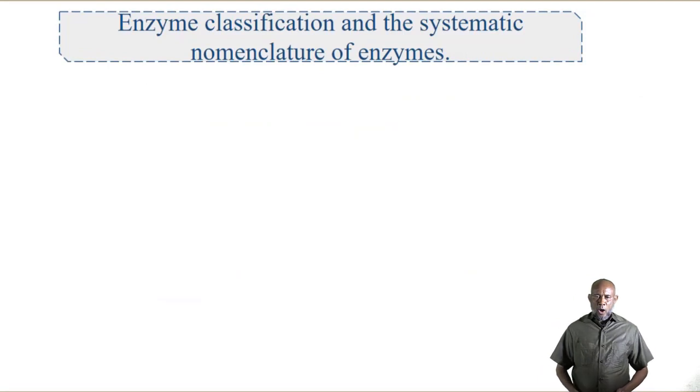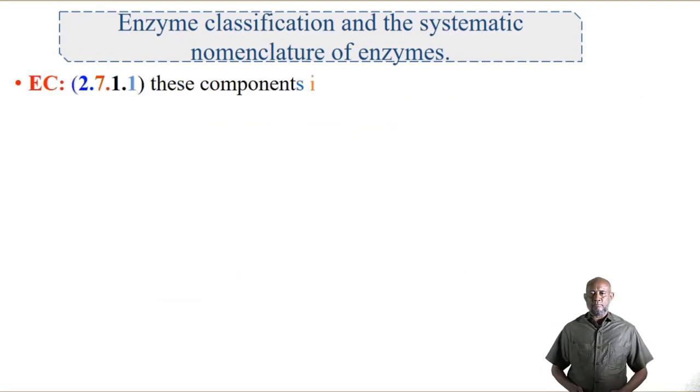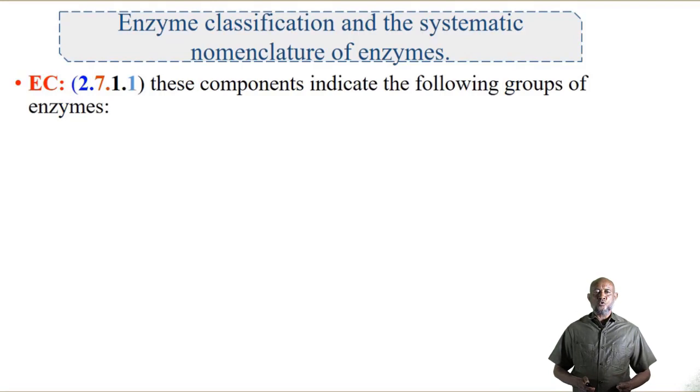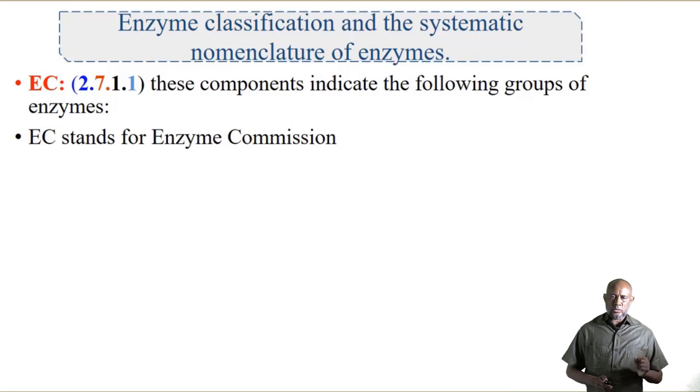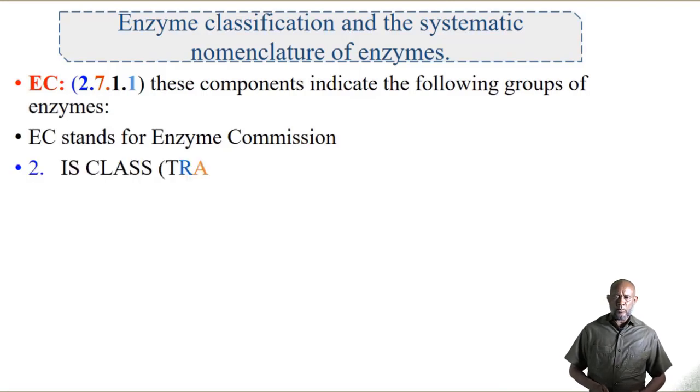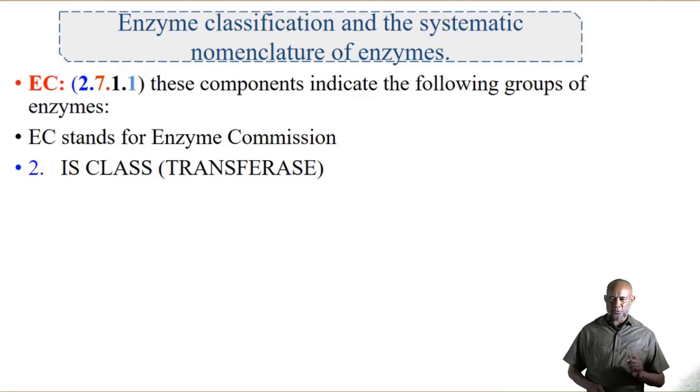Now let's look at how this enzyme, EC 2.7.1.1, is nomenclatured or named. EC, the first two letters, stands for Enzyme Commission. And 2 is the class. What is the second class? It is said to be transferase. We said that there are six main classes of enzymes. The second class is said to be transferase.